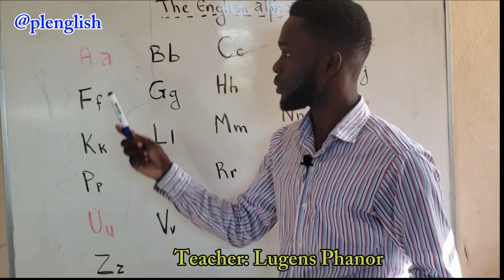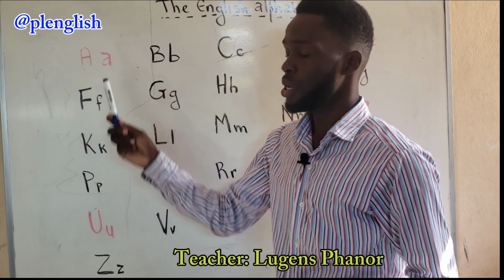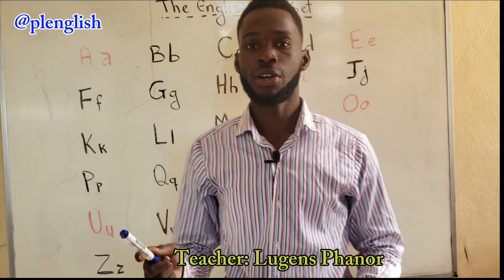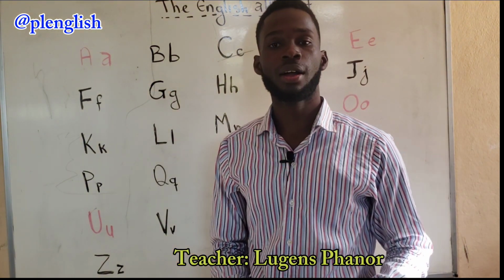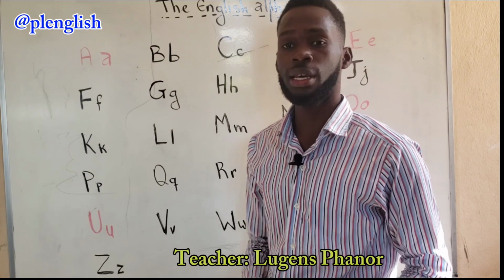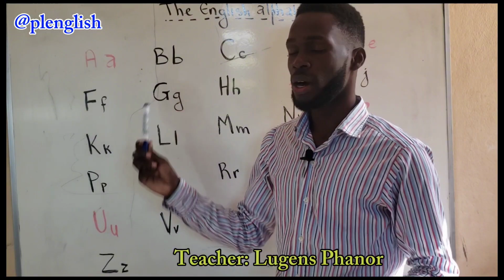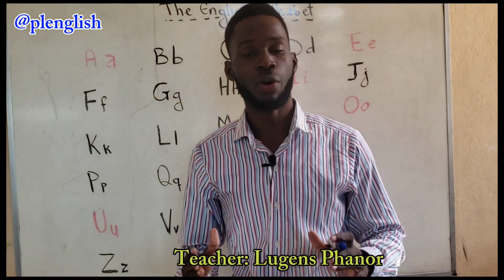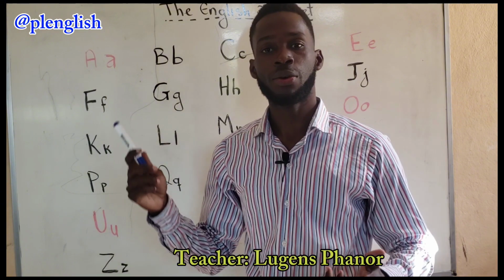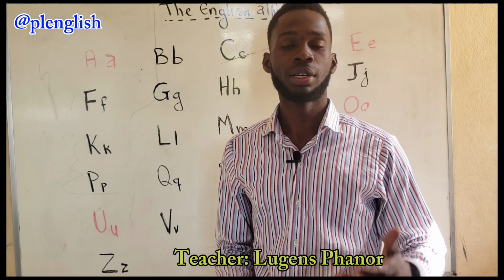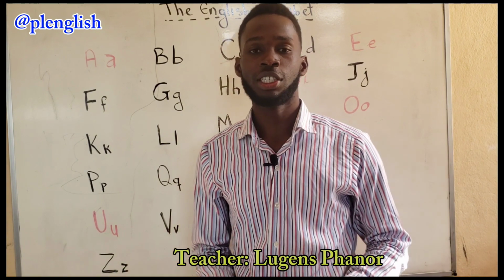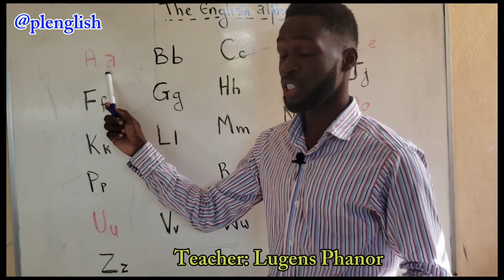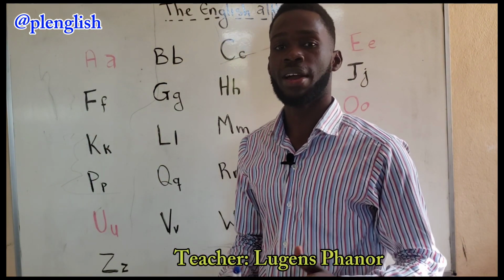I want you to notice that we have a series of letters in red. All of these letters that are written in red are vowels. And the black ones are consonants. They are called consonants. So, pay attention to the way I will say each of them, and I hope you can repeat with me.